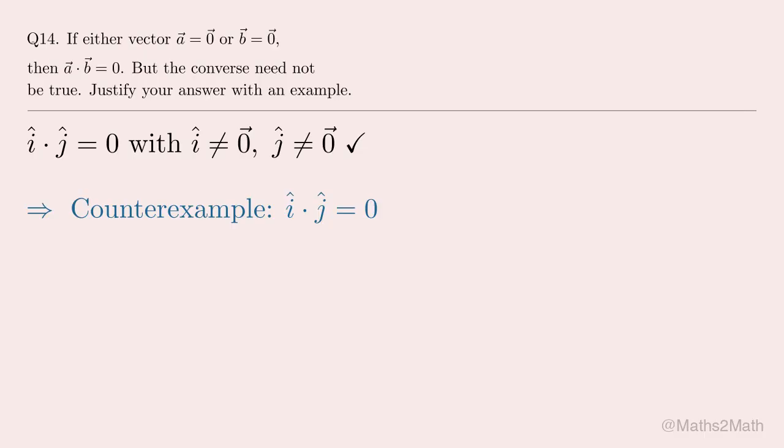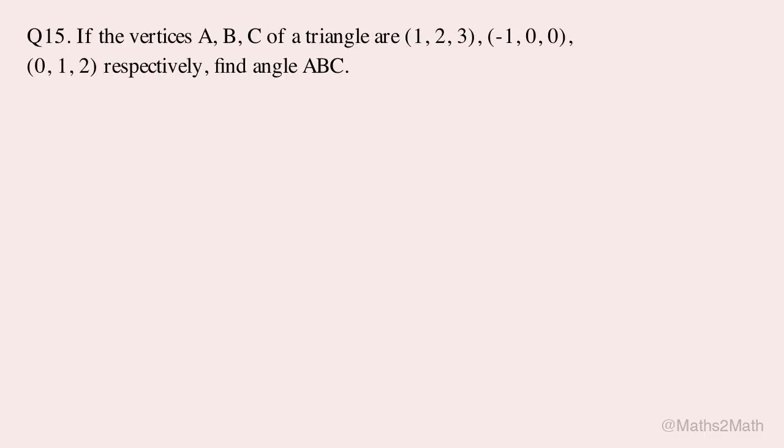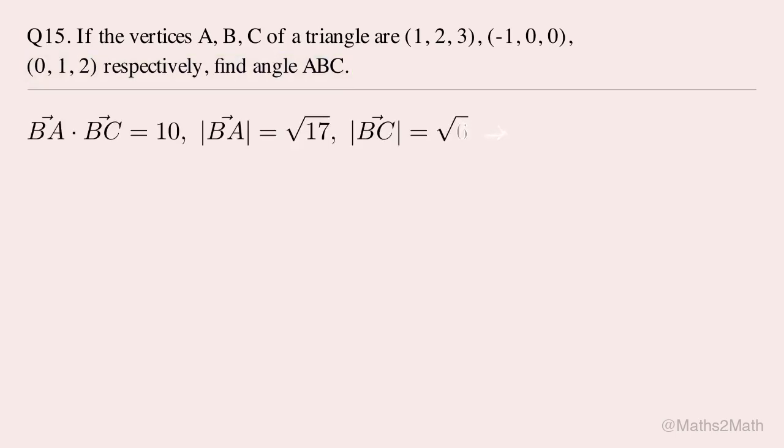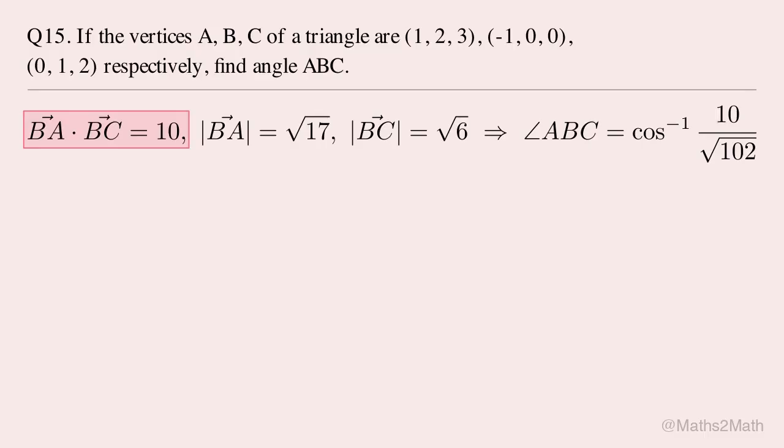Question 15. The angle at B between the vectors BA and BC. Two vectors from B, one cosine. BA is 2, 2, 3 and BC is 1, 1, 2, dot 10. Magnitudes root 17 and root 6.